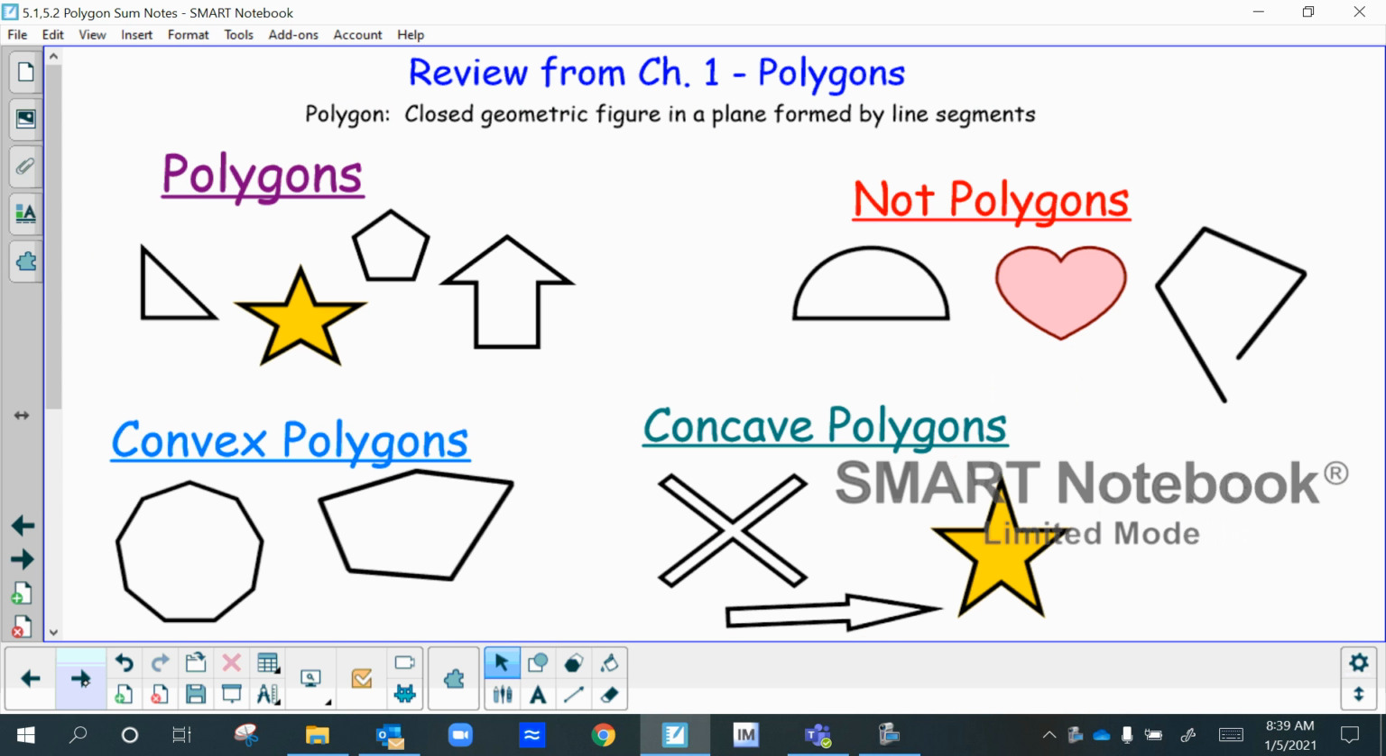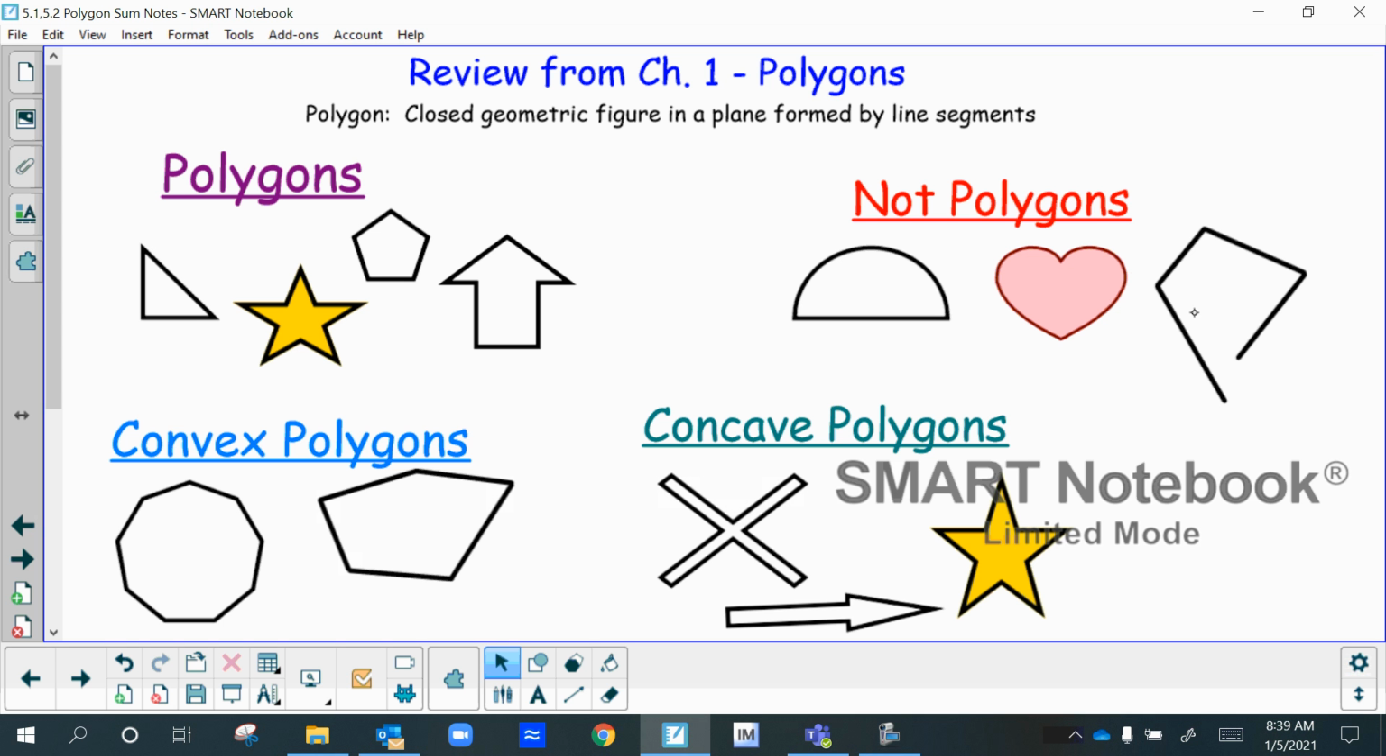So let's review what a polygon is. A polygon is a closed geometric figure in a plane formed by line segments. And this is all from chapter 1. If you can remember back in chapter 1, we defined what a polygon is, and we talked about their properties, but all of these are examples of polygons because they're all made up of segments.